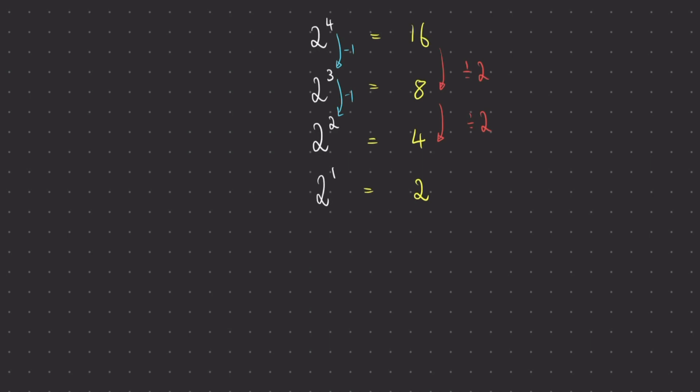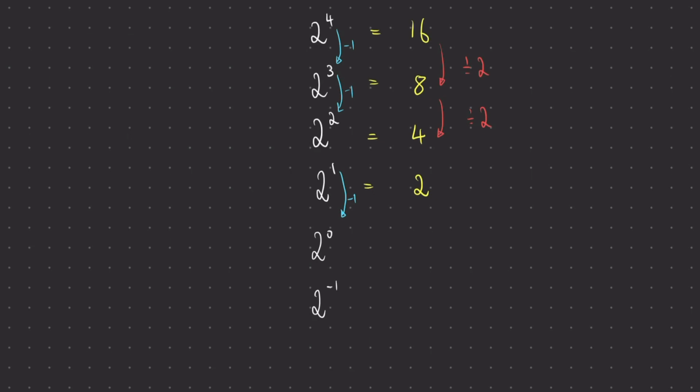We can continue this pattern downwards and subtract 1 away from this power here, which would leave me with 2 to the power of 0, and if I subtract 1 again, I would get 2 to the power of minus 1, and if I subtract 1 again, I would have 2 to the power of minus 2. So we're going to keep going on the right hand side as well. We're going to divide by 2 here, which would leave us with 1. We're going to divide by 2 here, which would leave us with a half. And finally we divide by 2 again, and a half divided by 2 is 1 over 4.